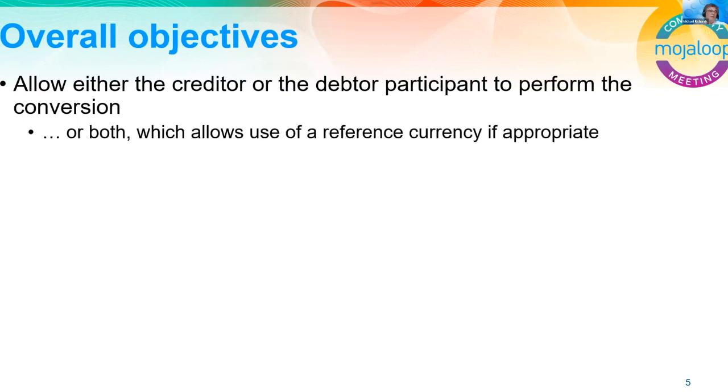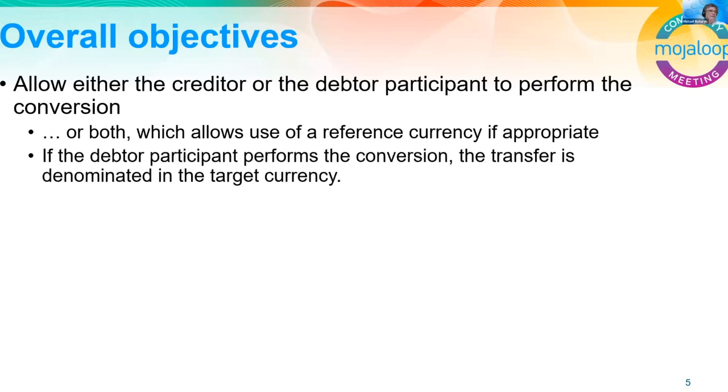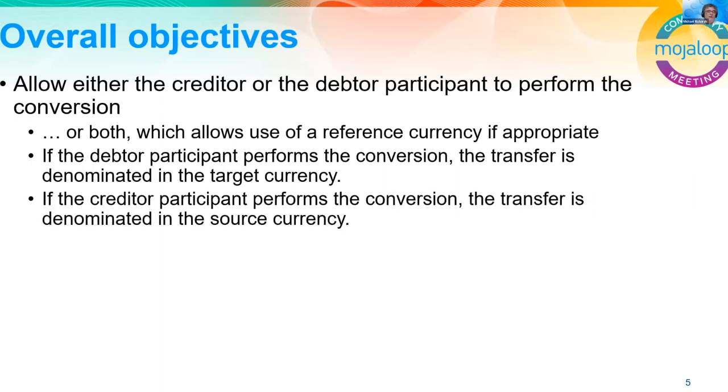We also think it would be possible to have both the creditor and the debtor participant perform a currency conversion, which, if it were appropriate, would also allow use of a reference currency. We don't say that that's got to happen, but we say it could happen. Now, if the debtor participant performs the conversion, then the transfer will be denominated in the target currency. If the creditor participant performs the conversion, contrariwise, it's denominated in the source currency.